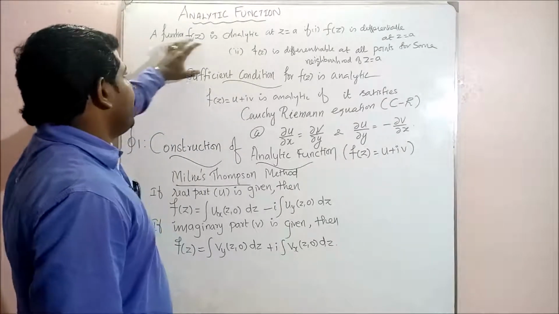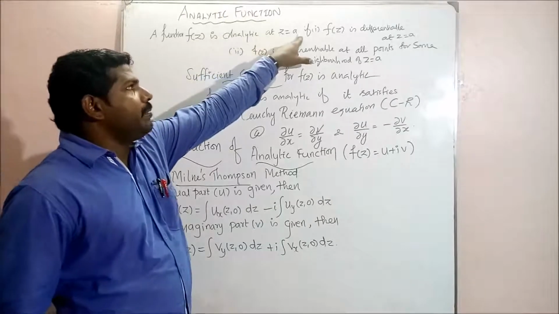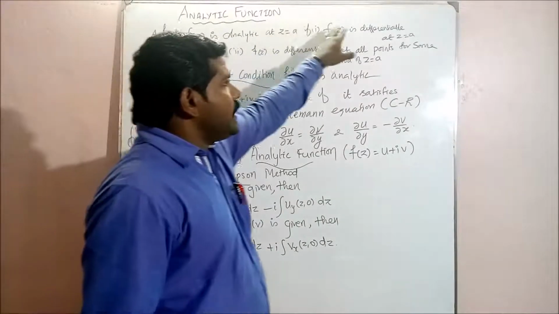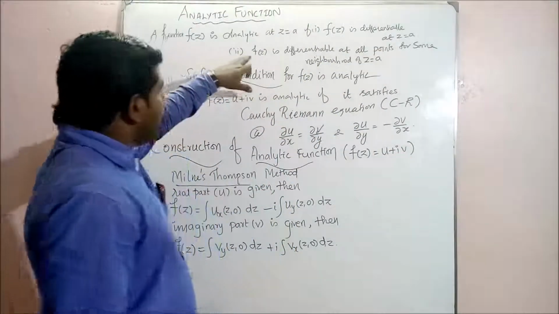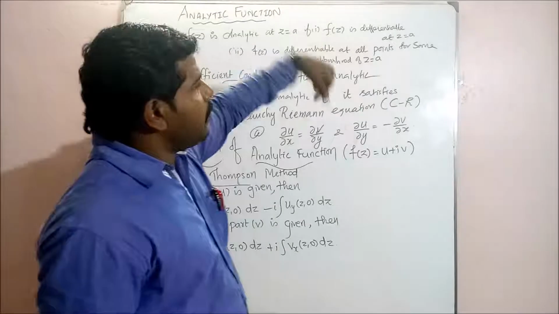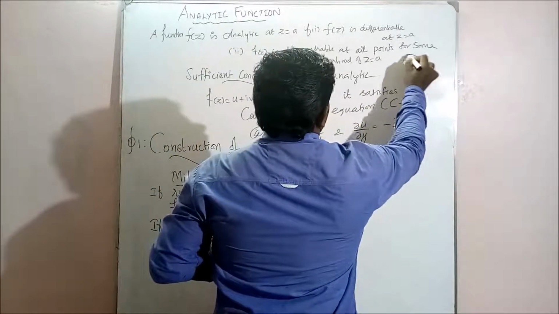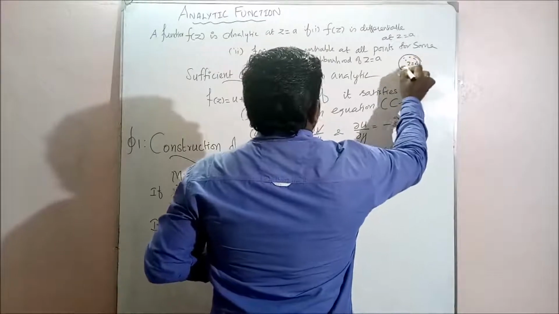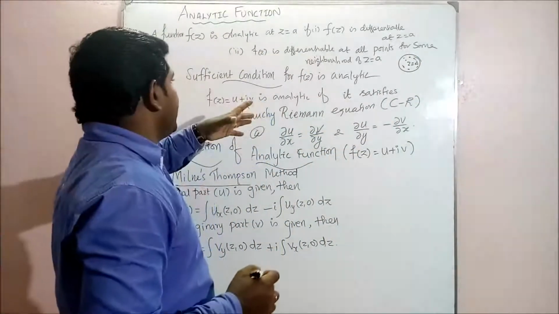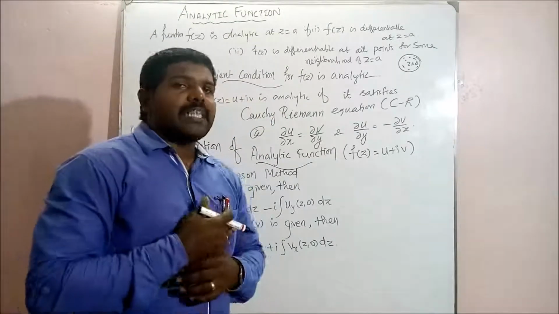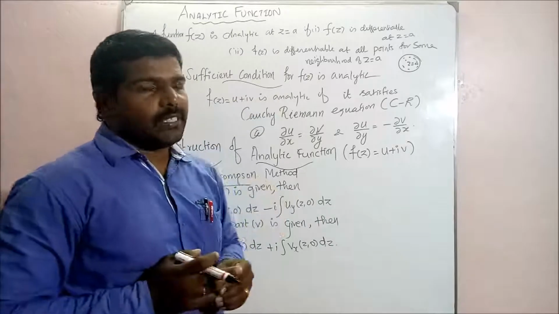So a function f of z is said to be analytic at z equal to a point if f of z is differentiable at z equal to a, and f of z is differentiable at all points for some neighborhood of z equal to a. Then we call f of z as analytic. The sufficient condition for the analytic is important, the Cauchy-Riemann equation.